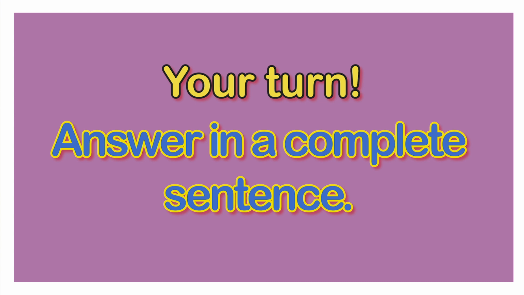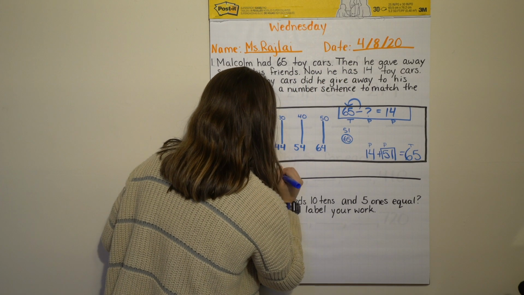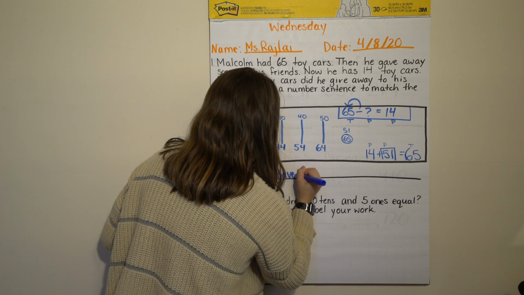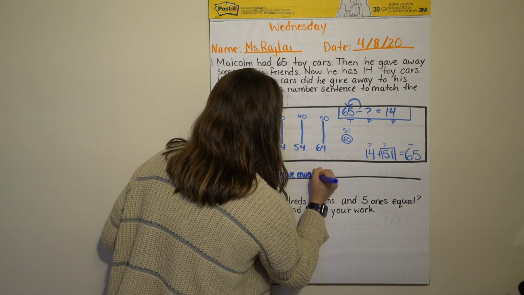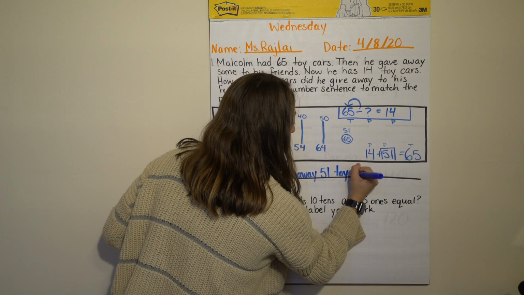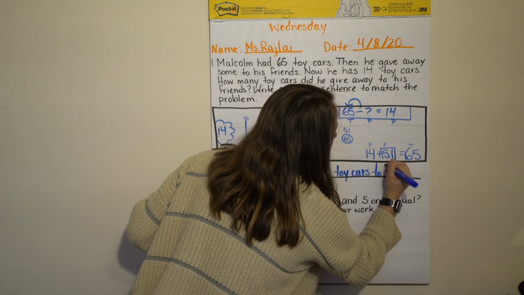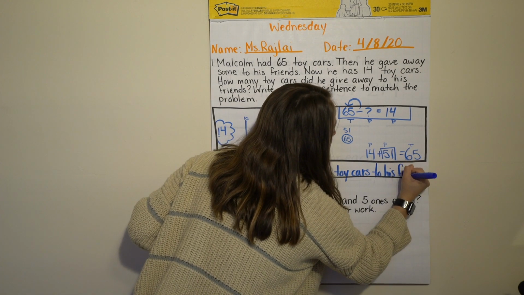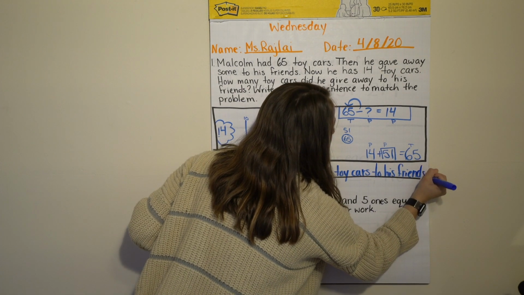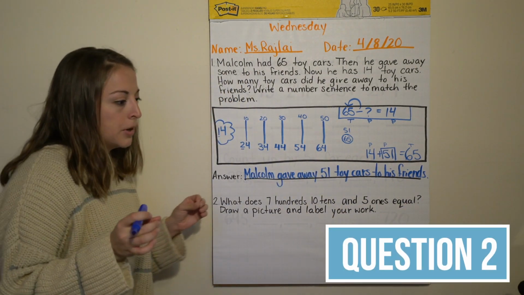Okay, so Malcolm gave away 51 toy cars to his friends. All right, we're going to move on to question number 2.